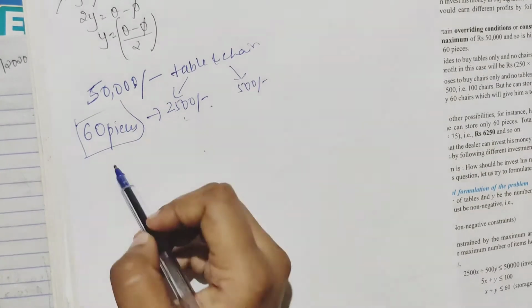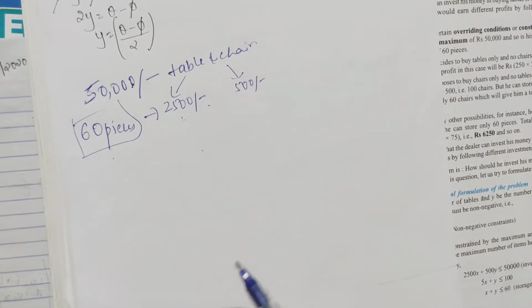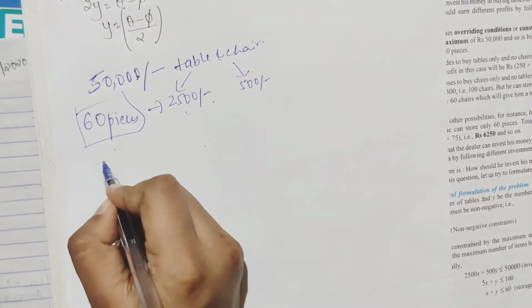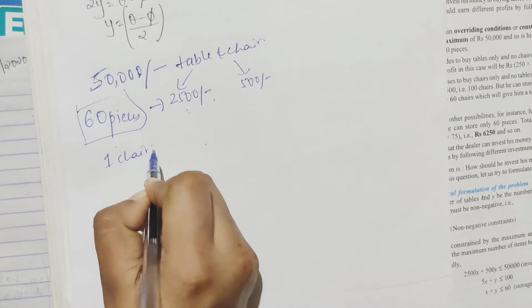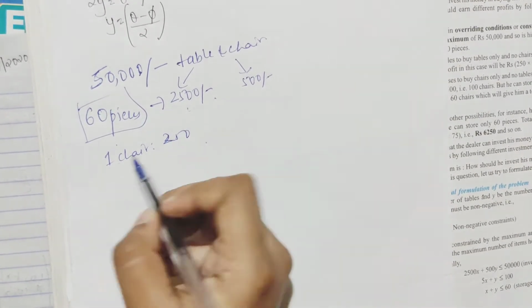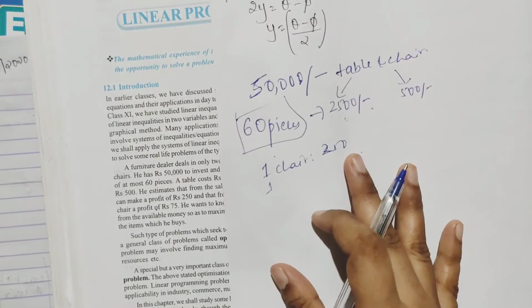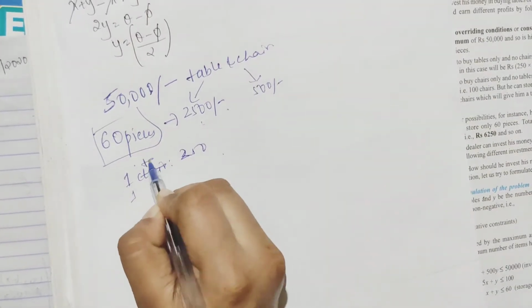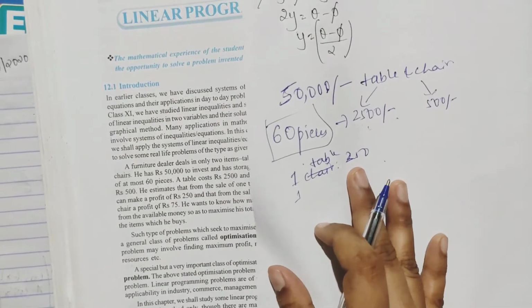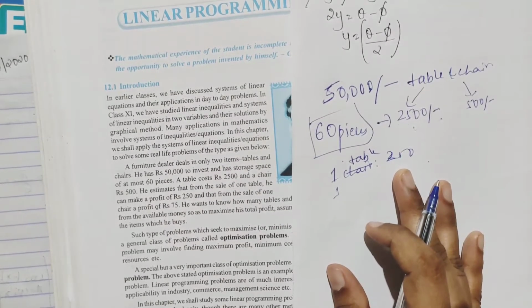Now what is he estimating when he keeps them for sale? He wants to sell. For one chair he will keep the amount 250. For one table he will keep the amount 250.